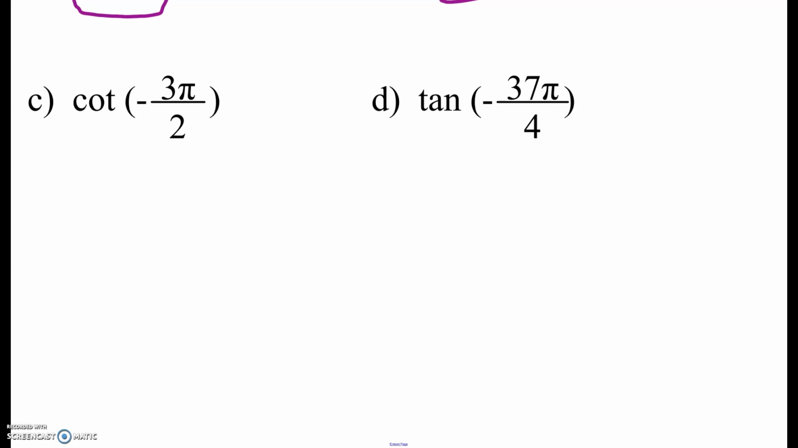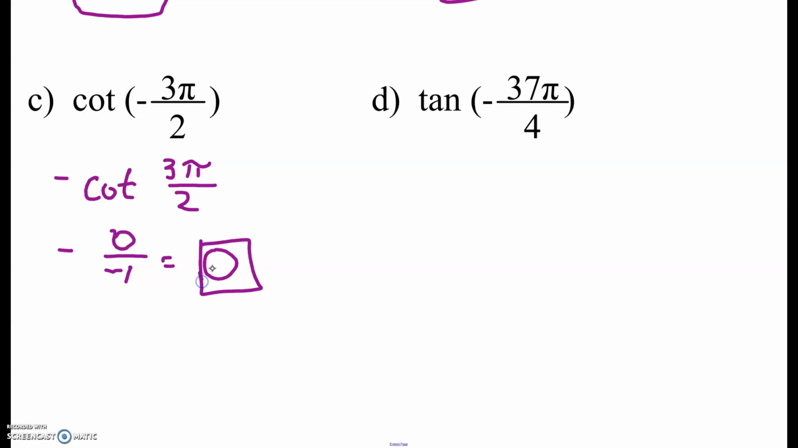Cotangent of the opposite of 3 pi over 2. Cotangent is an odd function, so we're going to get the opposite of cotangent 3 pi over 2. Cotangent is cosine over sine, so at 3 pi over 2, we would get 0 over negative 1 for a value of 0.